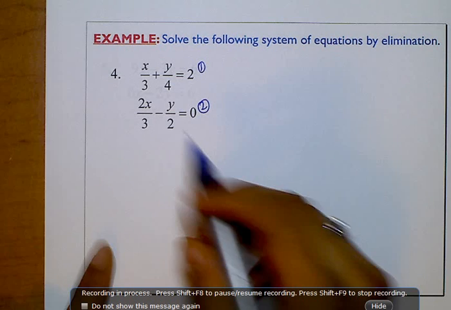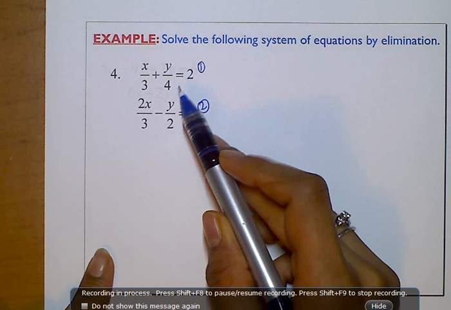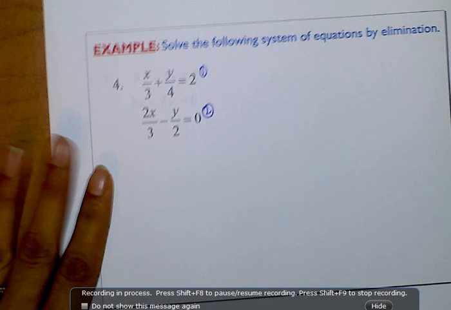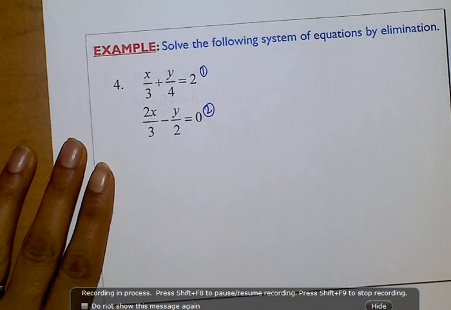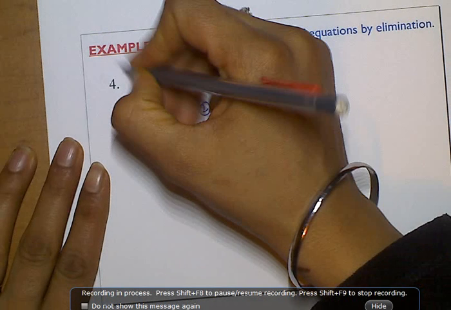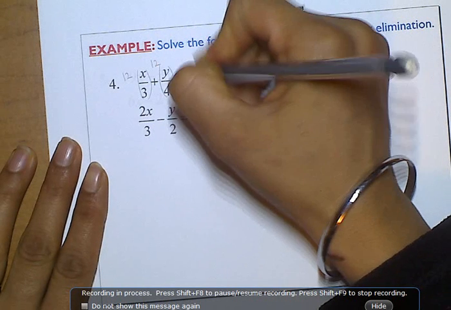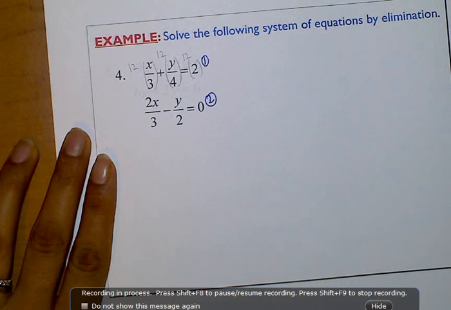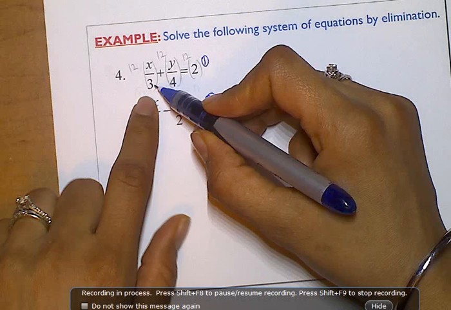Okay. And when I do that, you're going to notice some things canceling out, because 3 goes into 12 4 times, and then 4 goes into 12 3 times. And here I don't have a denominator to get rid of. So I'm going to rewrite this as 4 times x is 4x plus 3 times y is 3y equals 12 times 2 is 24. And that's my new equation, which I'm going to write as equation number 3.